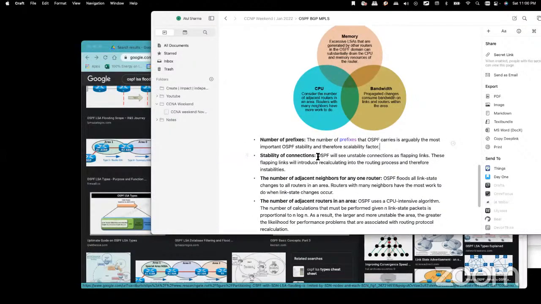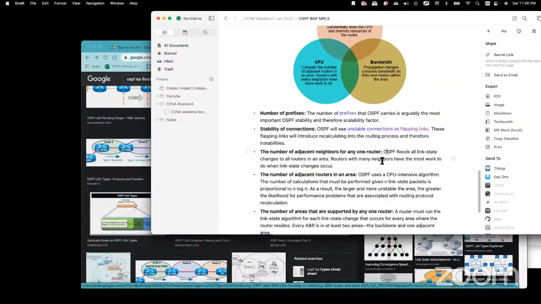You do not want flapping links. Do not run OSPF anywhere where links flap, because it is going to create a lot of SPF calculations and it will eat up the CPU, memory and bandwidth, which are our three top priorities, right? So OSPF floods, as I told you, whenever any problem occurs, OSPF floods all link state changes to all routers in one area.